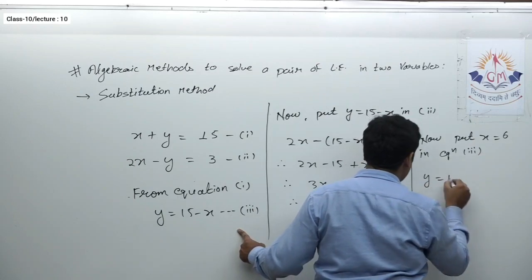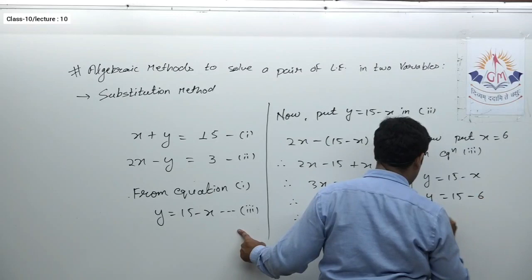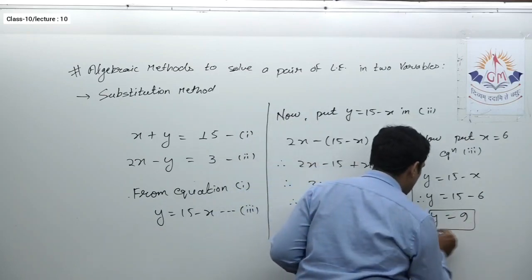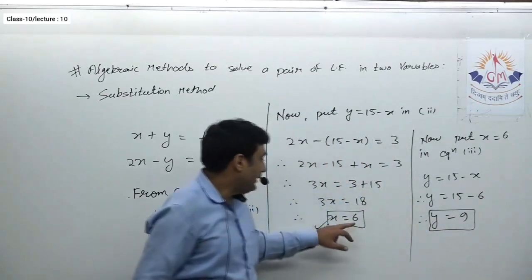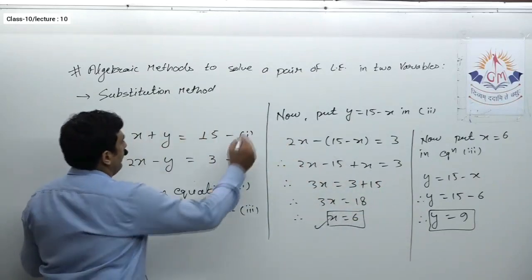So y is equal to 15 minus x. So y is equal to 15 minus 6. So y is equal to 9. So this is the value of y, and that is the value of x. That means this 6 comma 9 is the solution of the given pair of equations.